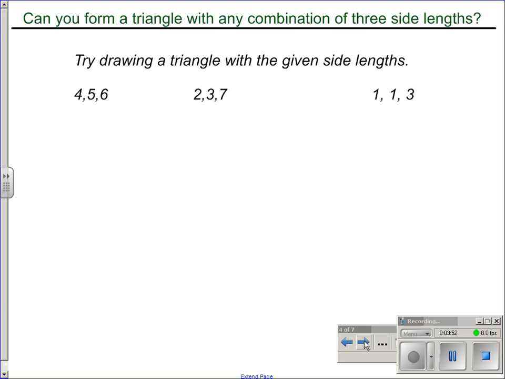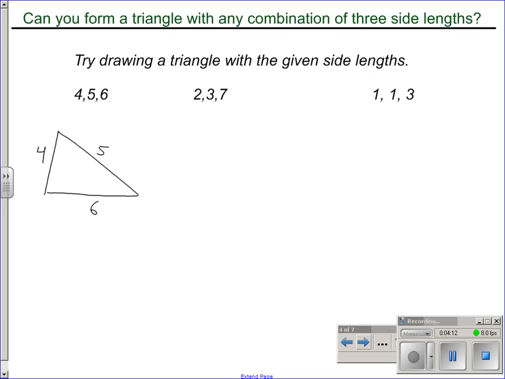So what I mean by that, the first example. I don't have a ruler here on the smart board, but here is a side that is 6. Here's a side that is 5. We'll make that one 4. It's possible to draw that triangle. Try that with the other ones. See what you get.